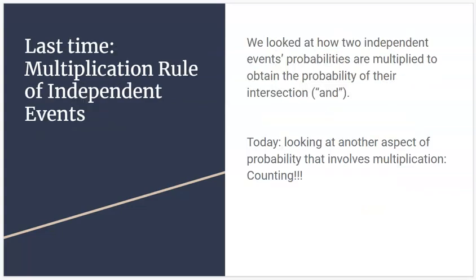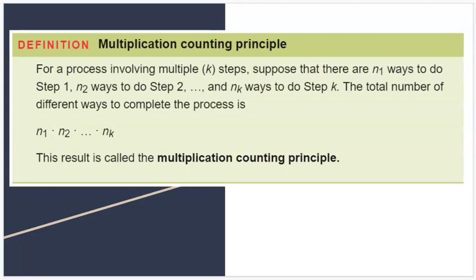Last time, we talked about the multiplication rule of independent events, and basically how we multiply their probabilities together to obtain the probability of their intersection. So we're going to look at another aspect of probability that involves multiplication today, which is counting. Counting is actually fairly difficult, so if you consider yourself a counting master, you may be surprised at how difficult it could be. Alright, first, let's talk about the counting principle.